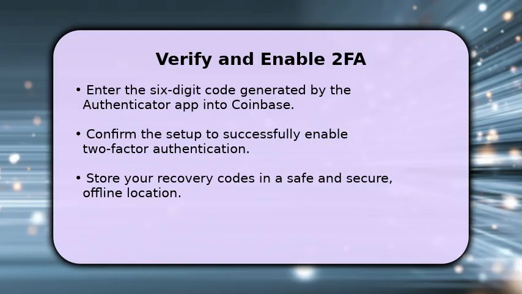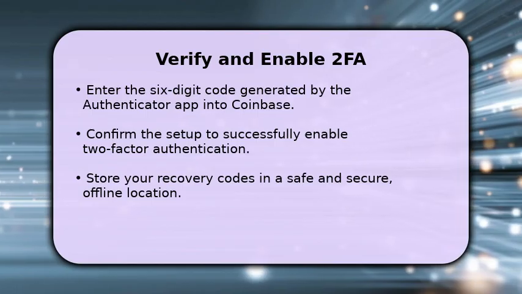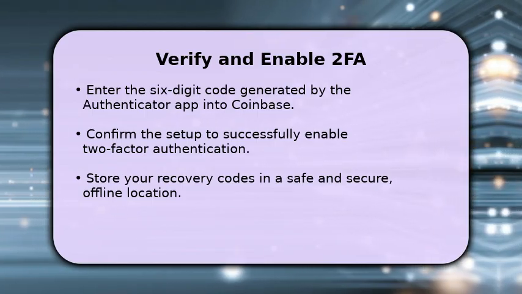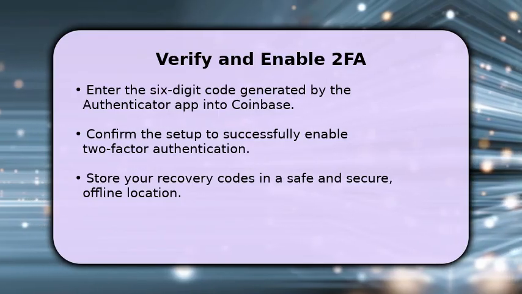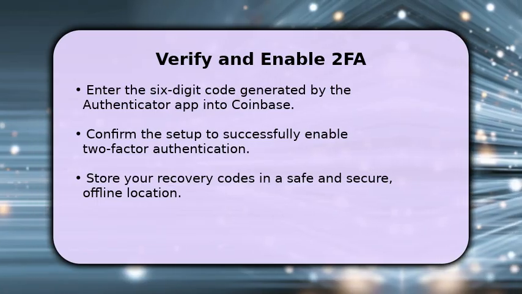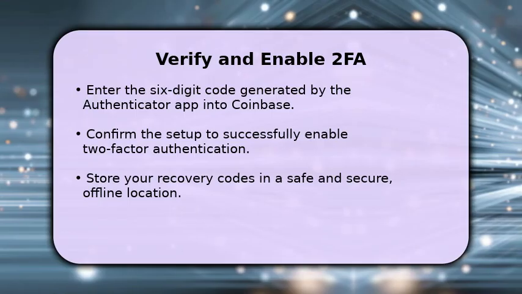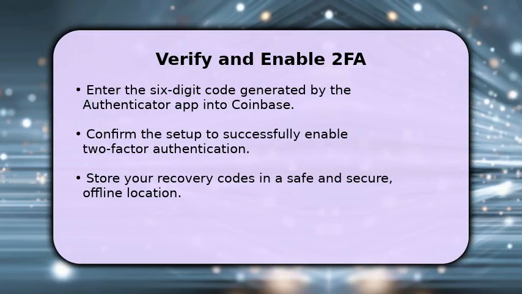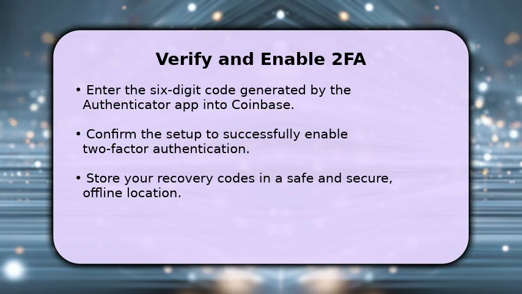After scanning the QR code or entering the key, your Authenticator app will immediately generate a 6-digit, time-sensitive code. Enter this code into the designated field on your Coinbase screen. Confirm the setup to finalize the process and enable two-factor authentication. Remember to save any provided recovery codes in a secure, offline place. They are crucial if you ever lose access to your Authenticator app.